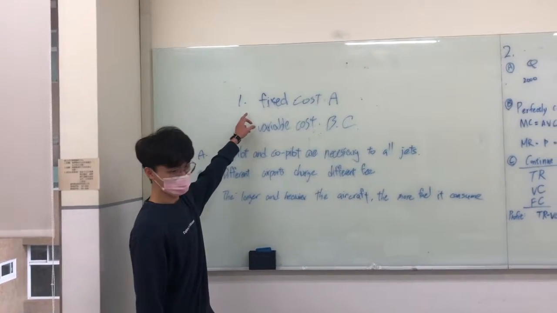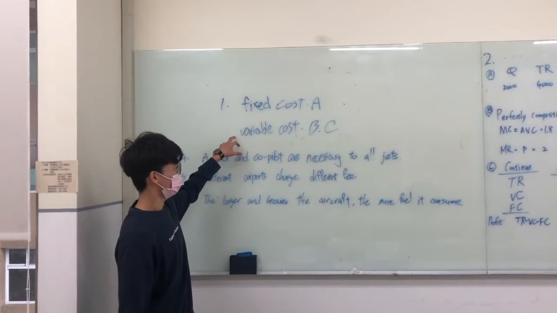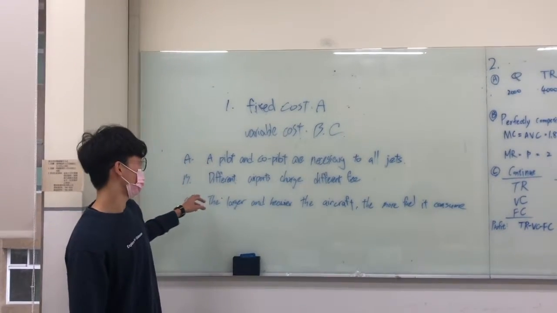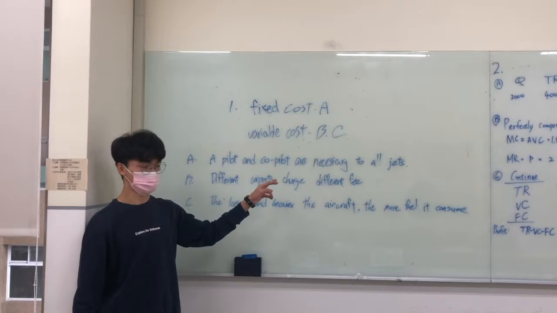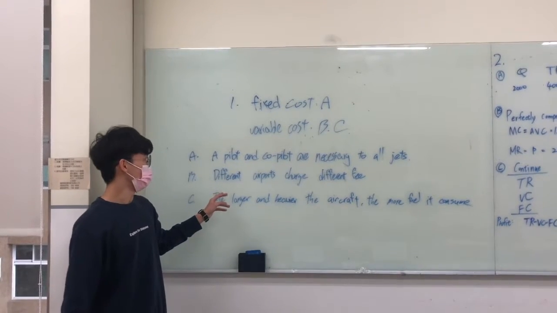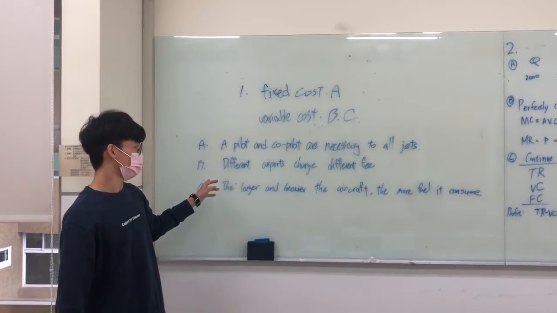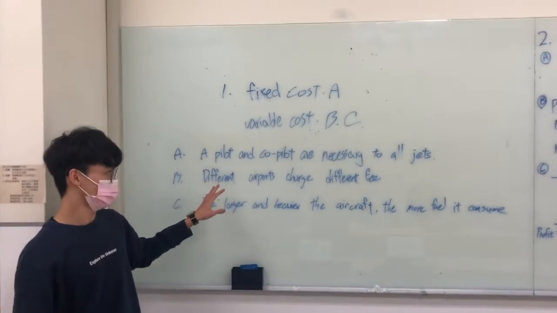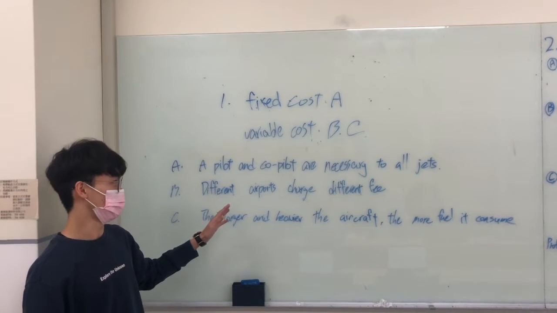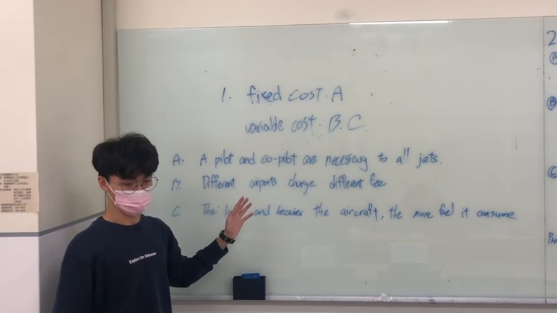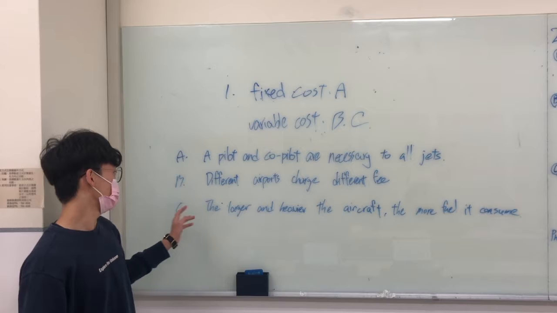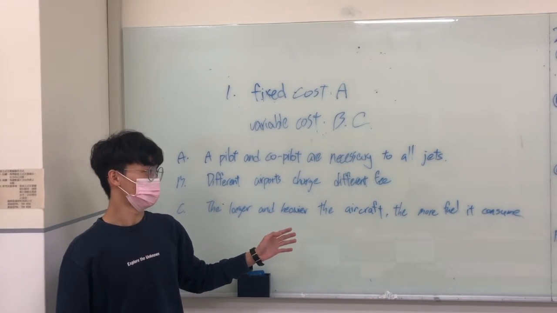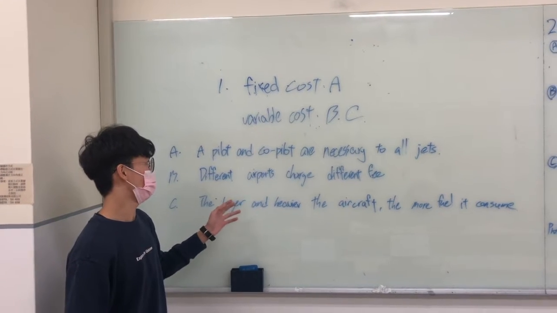According to the question, the fixed cost is A, and the variable cost is B and C. A is a fixed cost because a pilot and co-pilot are necessary for all jets. B is a variable cost because even though all the airports charge the fee, the fee is different at different airports. And about C, the larger and heavier the aircraft, the more fuel it consumes, so it is a variable cost.